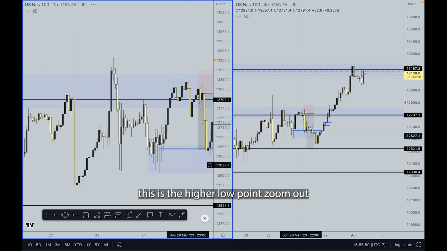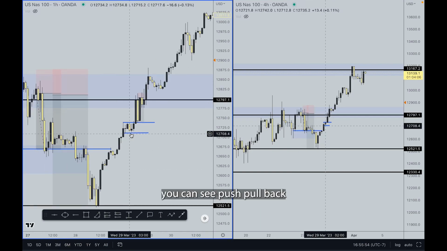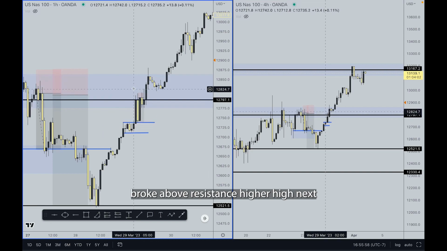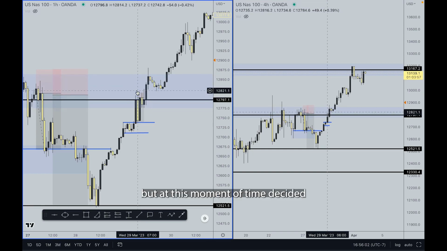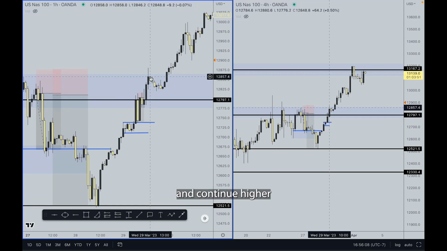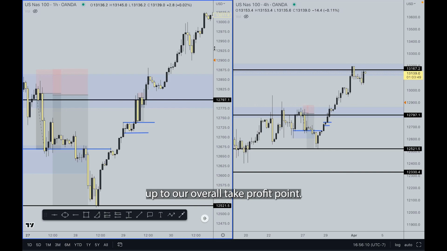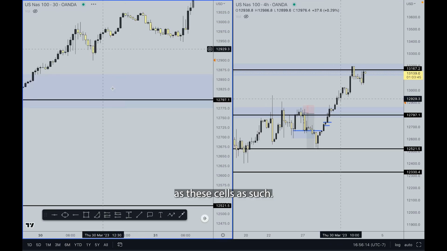Zoom out on the 1 hour time frame. You can see push, pullback, which is the counter trend, higher low point, broke above resistance, higher high. Next, price could have continued up from this point, but at this moment in time, decided it needed to pull back first before getting enough momentum to break above this resistance and continue higher up to our overall take profit point. But you could have caught these sells as such.